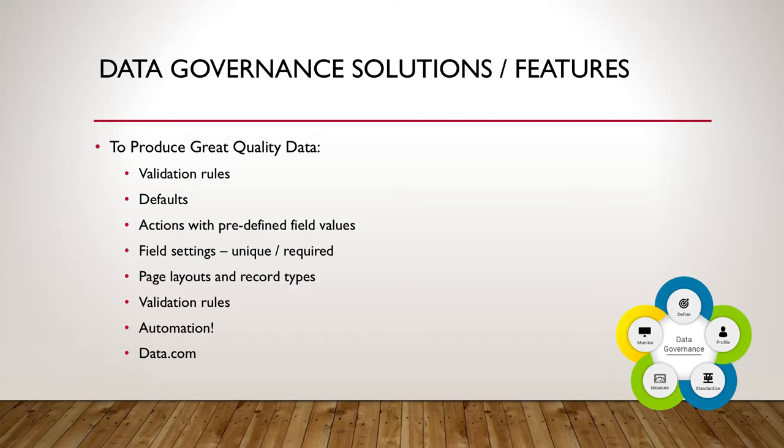With the introduction of Lightning, we've got these fantastic things called actions now, where you can predefine your field values. So if you wanted to create a new complaint, for example, you could actually automatically populate the account name, the customer name, and the record type based on them clicking an action which says new complaint. So it's another good strategy for pushing the data in, or making sure that the data generates itself rather than relying on a user.